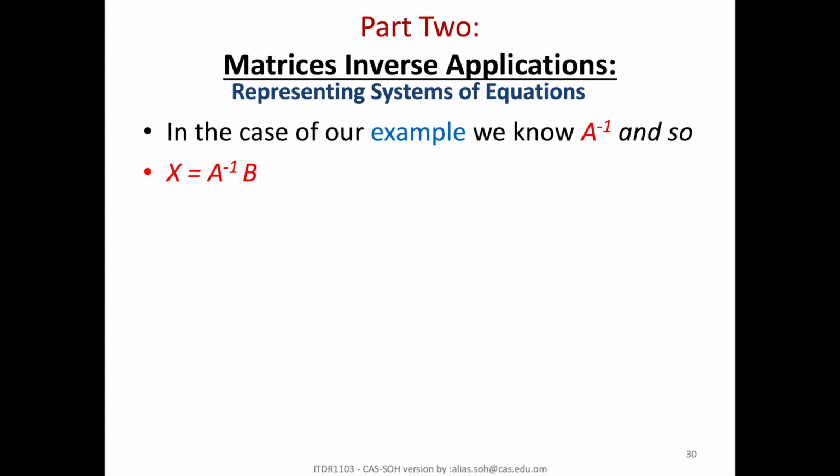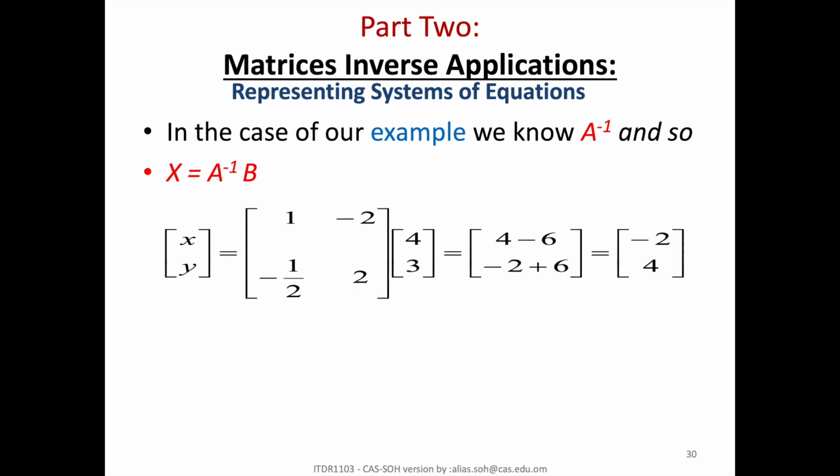In the case of our example, we know A inverse, and we know that to find the result, which is the value of x and y, we need to use the inverse. So x and y is equal to inverse times b, which is the result. Yeah. So in order to multiply, make sure that the sizes are compatible, and they are here, because the size of the first matrix is 2 by 2 and the second is 2 by 1.